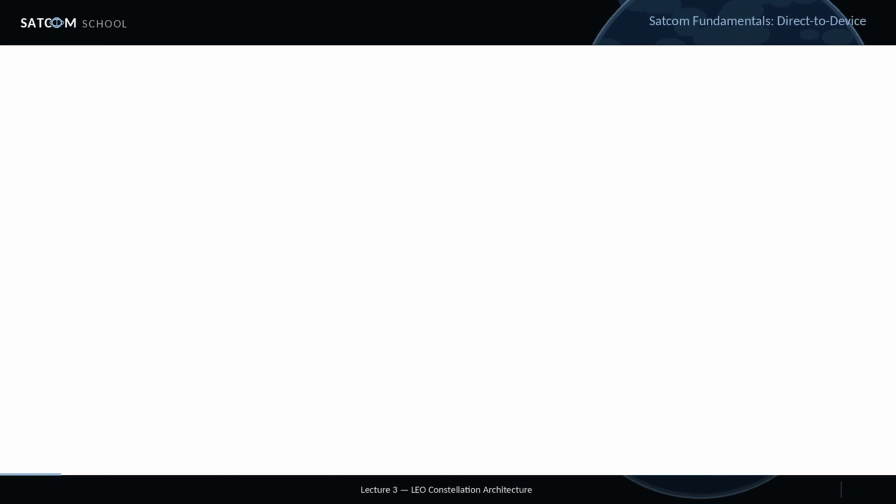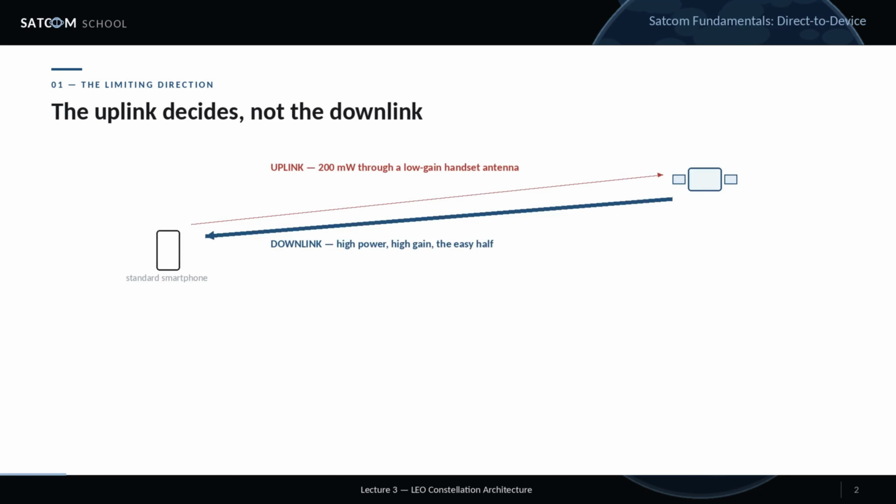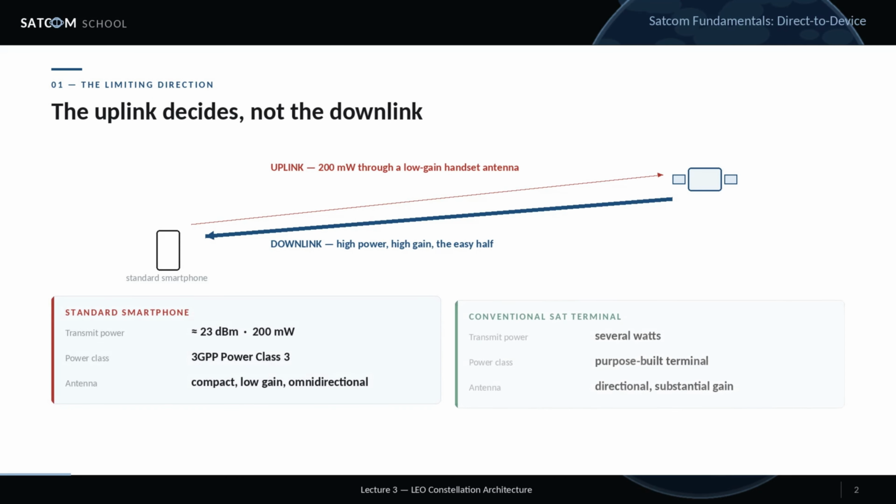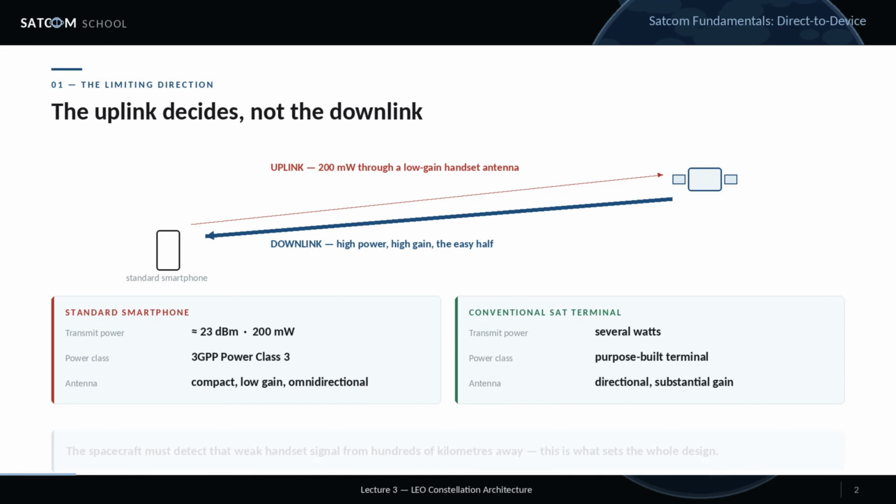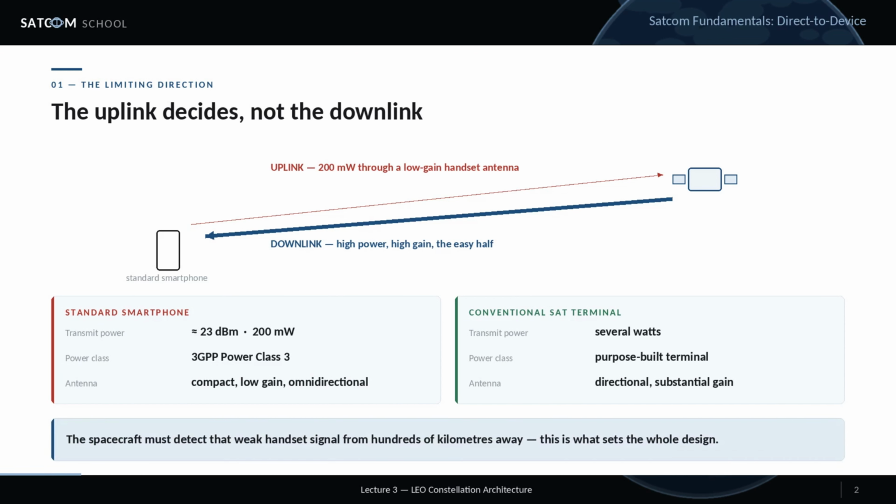Start with the direction everyone forgets. The downlink, satellite to phone, is the easy half. The hard half is the uplink. A standard handset is a 3GPP power class 3 device, about 23 dBm, 200 milliwatts, through a small low-gain antenna, built for a tower a few kilometers away.